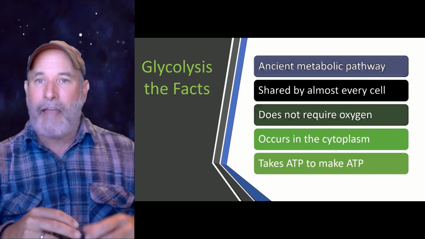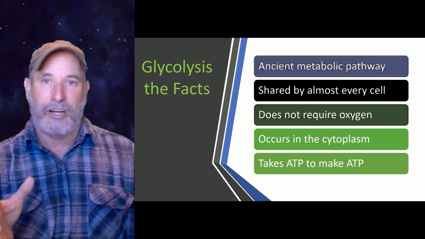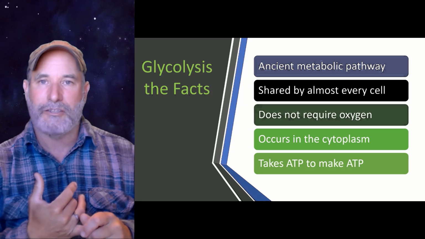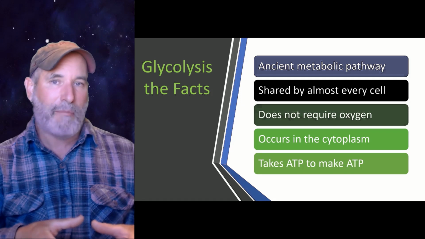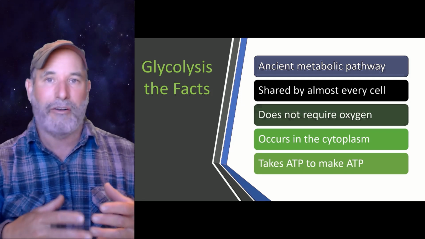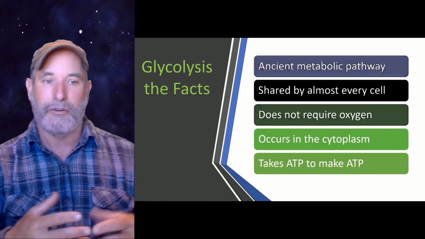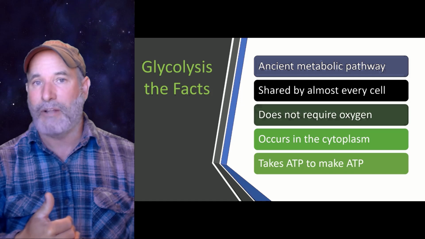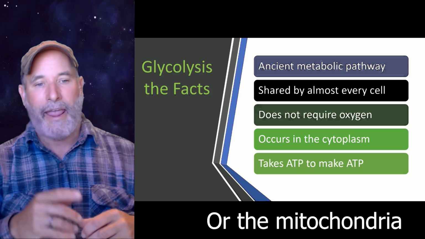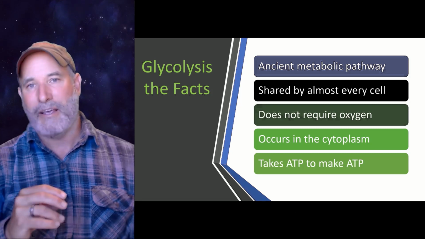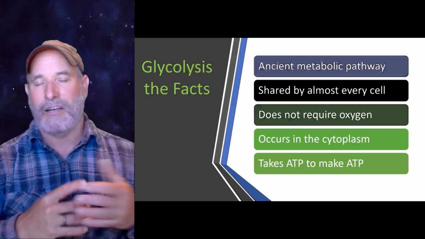That's amazing. And another piece of evidence that we know it started out early, not just because it's shared by all life, is that it doesn't require oxygen. See, when life evolved on this planet, there was no free oxygen in the atmosphere. Now there's oxygen as the element bound to rocks and in water and carbon dioxide and all that, but there was no free oxygen, that's O2. And it occurs in the cytoplasm of the cell. Doesn't need any special structures to do it. And it takes ATP to make ATP in glycolysis. There's an energy investment stage to get glycolysis started.